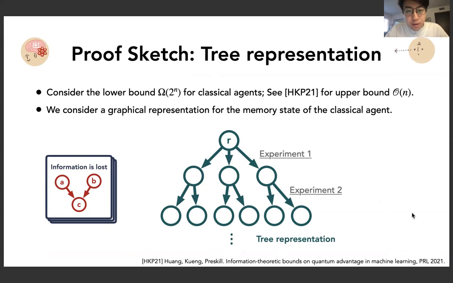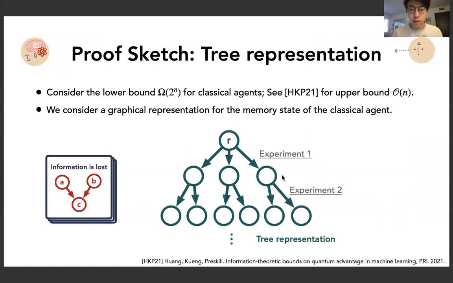In particular, the first step of the proof is to consider a graphical representation for the memory state of the classical agent. We would start by considering the root R to be the initial state of the memory for the classical algorithm. After each experiment, it would transition into a different state. So for example, after the first experiment, depending on the outcome, the memory state could become this node or this node. And after the second experiment, it would go on.